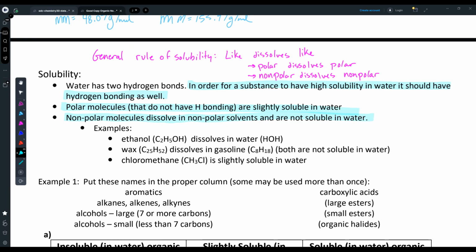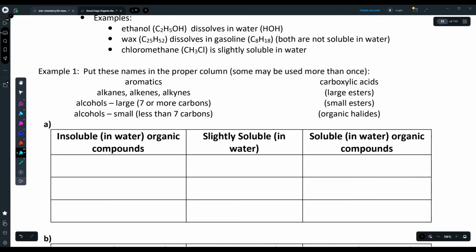That's why it's only slightly soluble in water. Okay, so we've got an example, and it wants us to put the names in the proper column. We can use some more than once. So we've got some names here: aromatics, alkenes, or alkanes, alkenes, alkynes, alcohol, which are large, small alcohols, carboxylic acids, large esters, small esters, and organic halides.